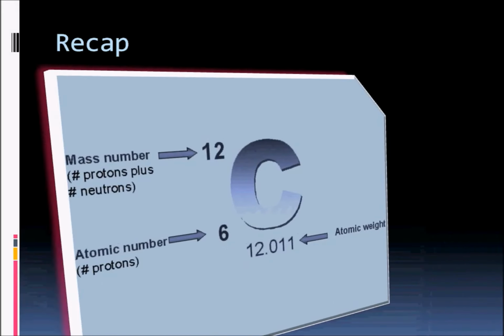The next topic we also learned about is the mass number and atomic number. What is mass number? It is nothing but the summation of protons and neutrons present in the nucleus of the atom. And the atomic number is the number of protons present in the nucleus of the atom. You can see, friends, here I have taken the example of carbon, where C is the symbol of carbon, 12 is the mass number, and 6 is the atomic number.